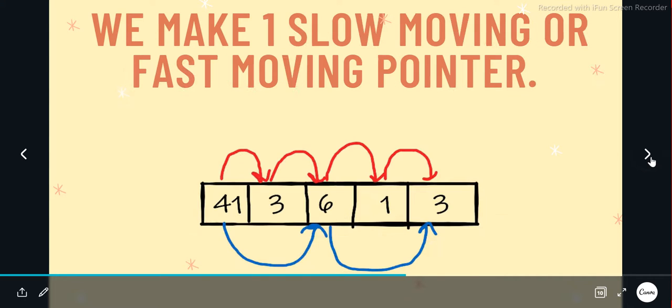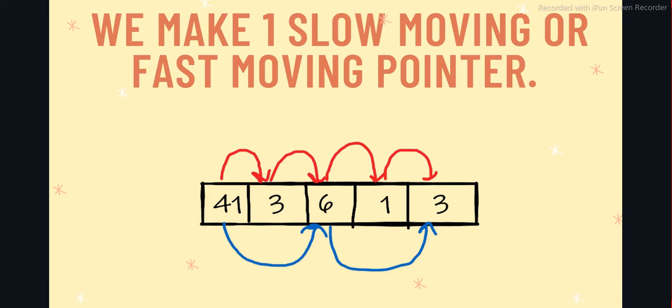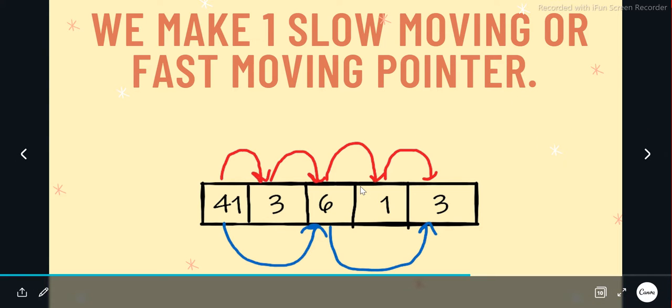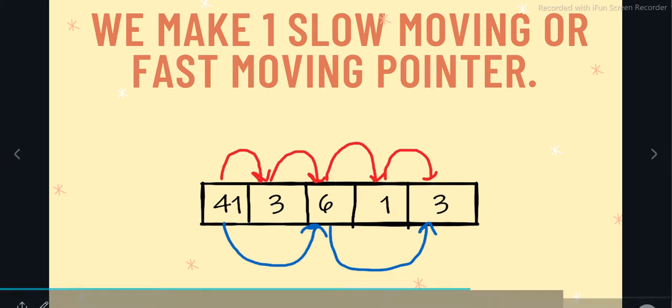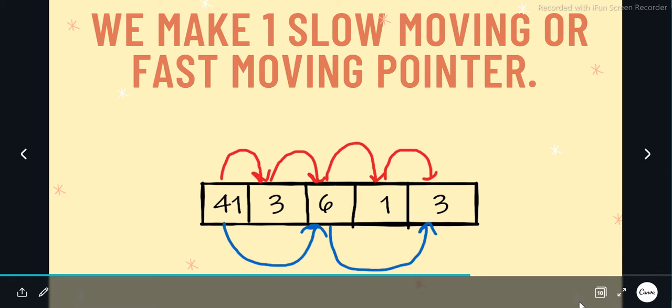Okay, so the second is we will make one slow pointer and one fast pointer. You will not be able to see the application right now, because its main application comes in linked lists, when we have to point out whether the linked list is cyclic or not. That is the main concept used there. Okay, so now let's move towards Eclipse and see the two pointer approach.